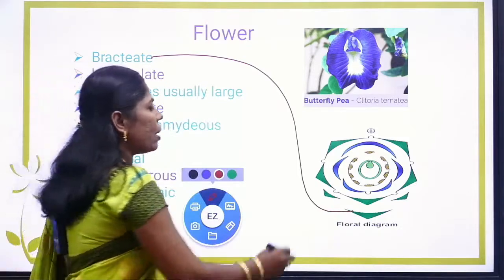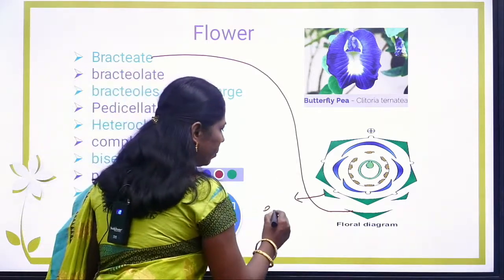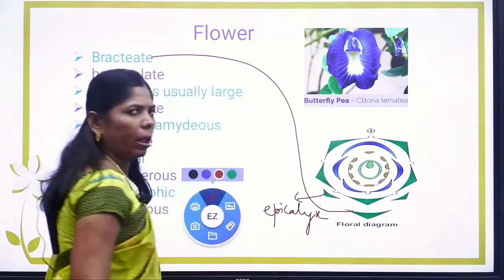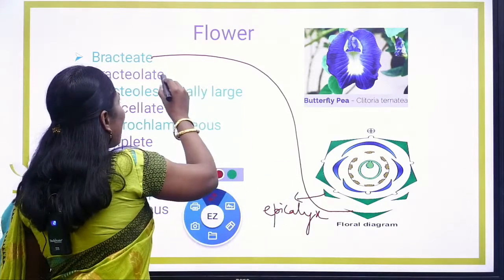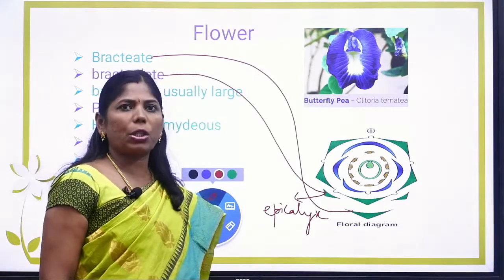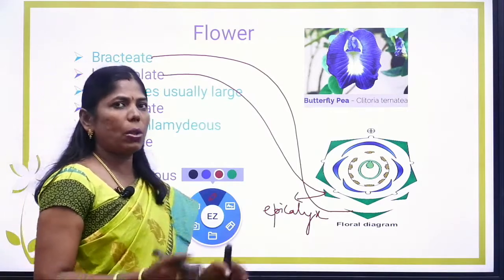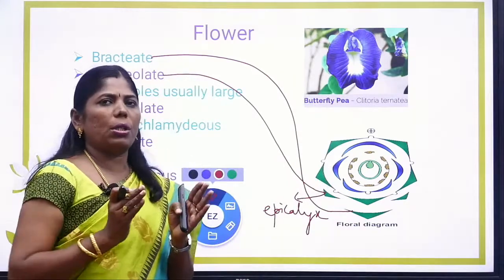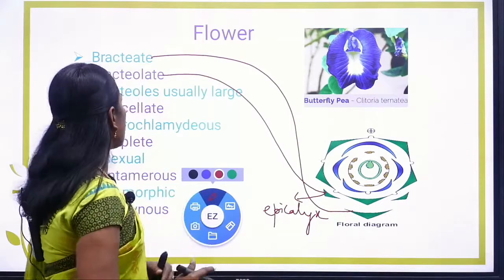If it has bracteoles, this is called bracteoles. Bracteoles are the epicalyx. So epicalyx are called bracteoles. It has two bracteoles, so bracteolate is present. Otherwise, if it is absent, that is ebracteolate. Next, the bracteoles are usually large. The bracteoles here are on the side, on the inner side, and are somewhat large. In hibiscus you see tiny little bracteoles, but here large bracteoles are present.